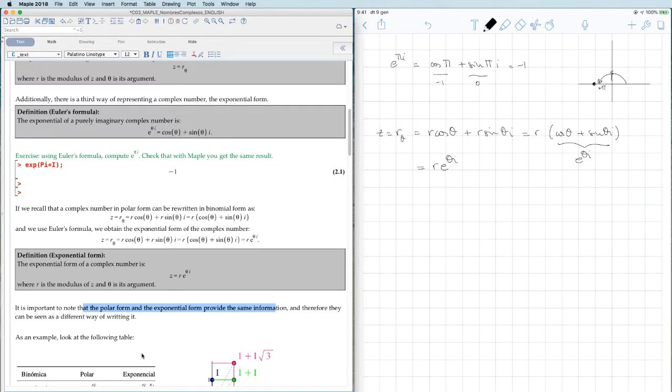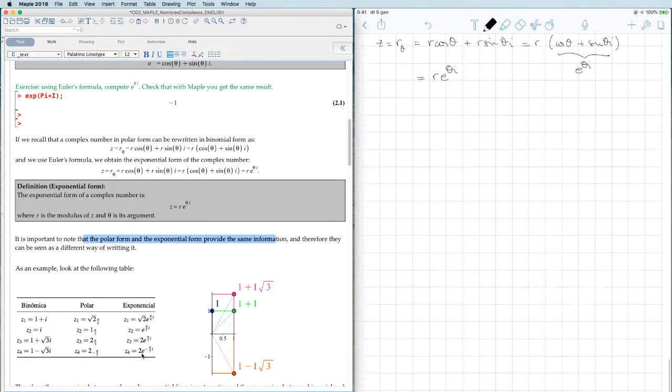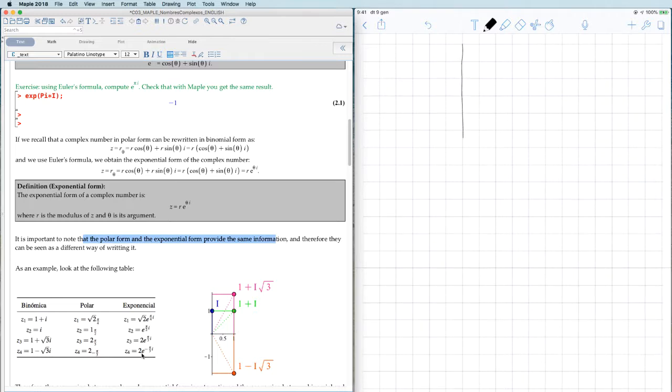So let's have an example of these numbers. Let's make a plot. The first number that we have is 1 plus i, the point (1, 1). This is z1 equal to 1 plus i. In this case, it's very easy to convert it to polar because this distance, the modulus, is square root of 2 and the argument is 45 degrees, which is pi over 4. So in exponential form, it's going to be the modulus times the exponential, and don't forget the i. This is very important.